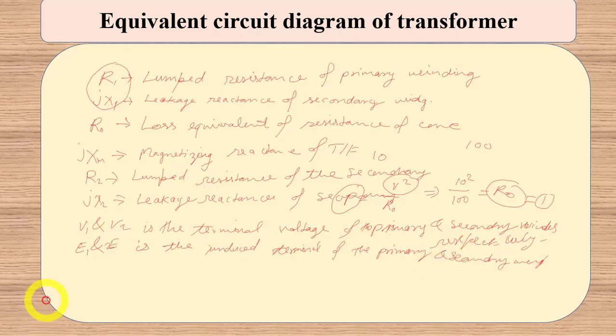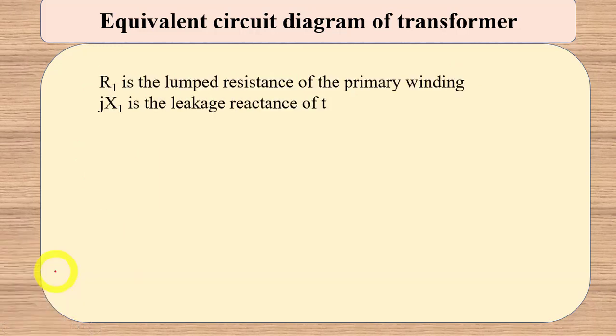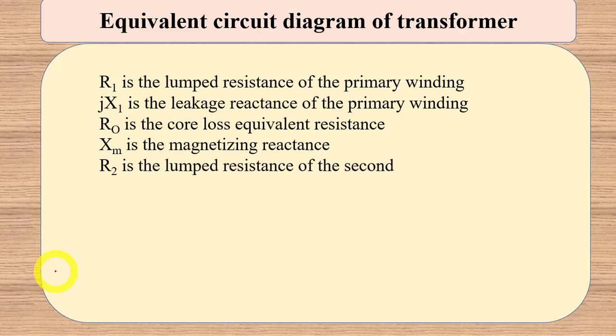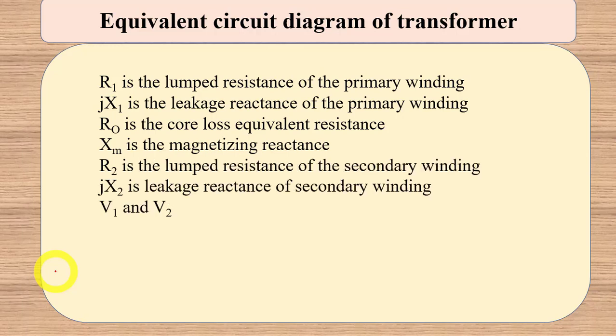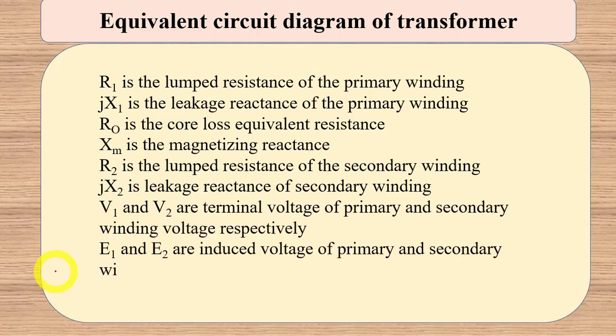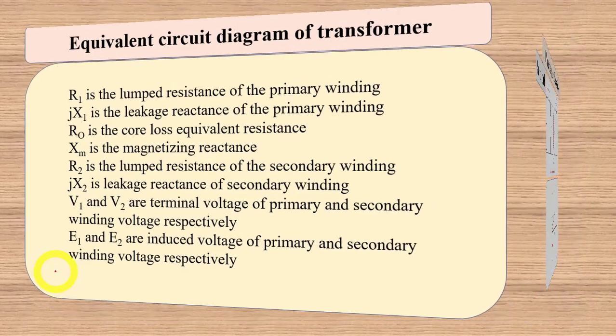Now convert it into words. R1 is the lumped resistance of the primary winding and jX1 is the leakage reactance of the primary winding, and R0 is the core loss equivalent resistance and XM is the magnetizing reactance, and R2 is the lumped resistance of the secondary winding and jX2 is the leakage reactance of the secondary winding. V1 and V2 are the terminal voltages of the primary and secondary winding respectively. Similarly, E1 and E2 are the induced voltages of the primary and secondary winding respectively.